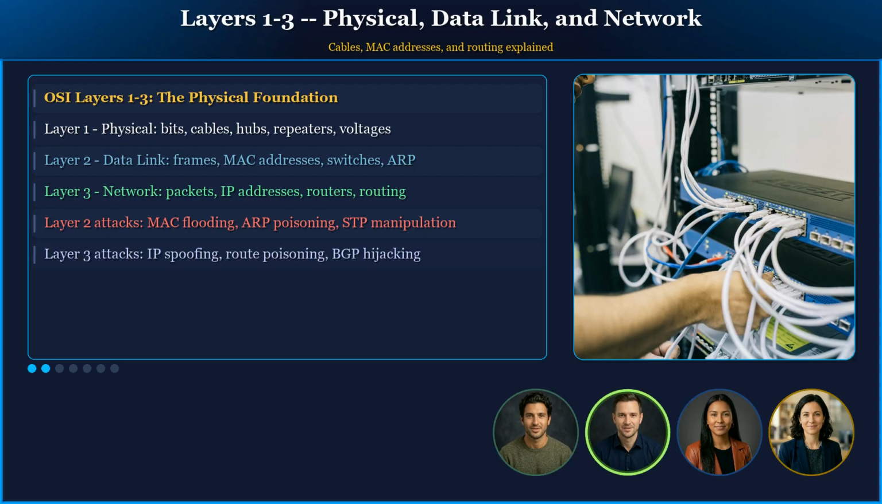A memory anchor. Layer 1 is your physical wire. Layer 2 is your MAC address and switch. Layer 3 is your IP address and router. Bits, frames, packets, that is the PDU sequence going up the stack.